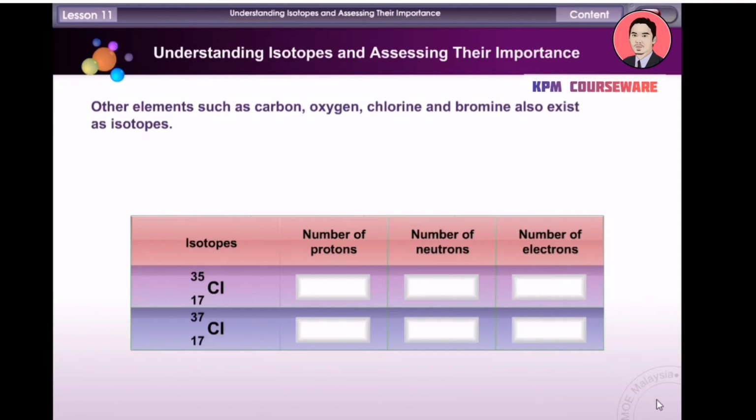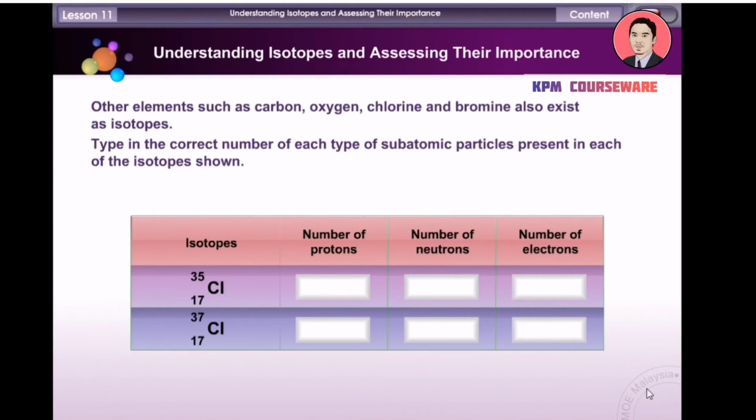Other elements such as carbon, oxygen, chlorine and bromine also exist as isotopes. Type in the correct number of each type of subatomic particles present in each of the isotopes shown.